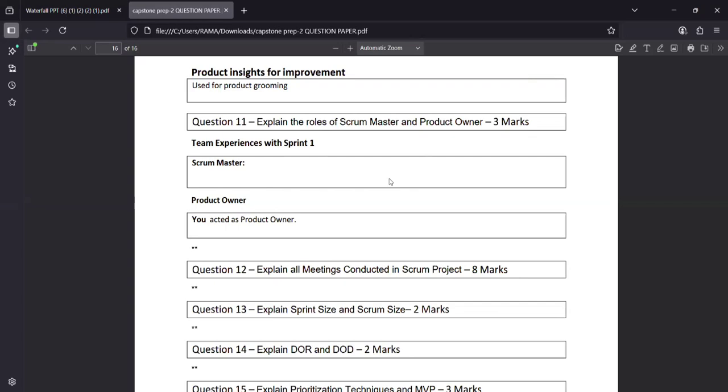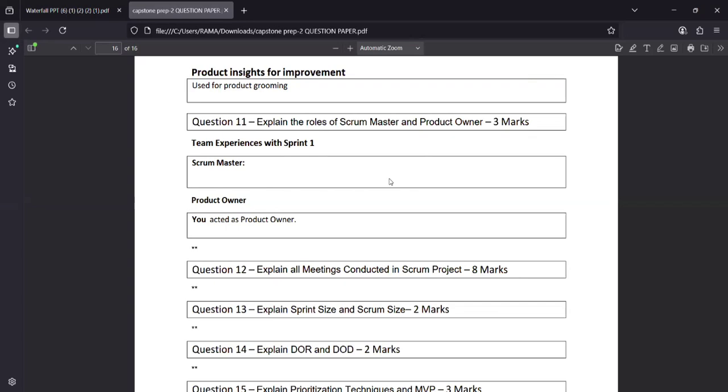He facilitates the scrum events like daily stand-up, sprint planning, sprint review, and retrospective. He will coach the team on agile principles, remove the blockers or impediments, and protect the team from distractions. He will work closely with the development team. This is known as a scrum master.